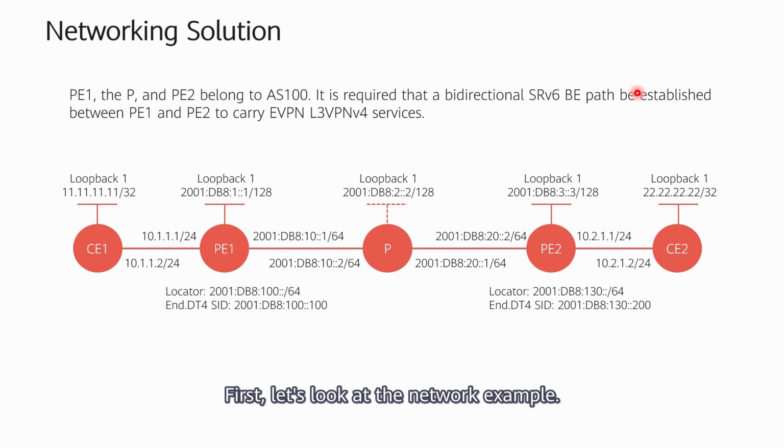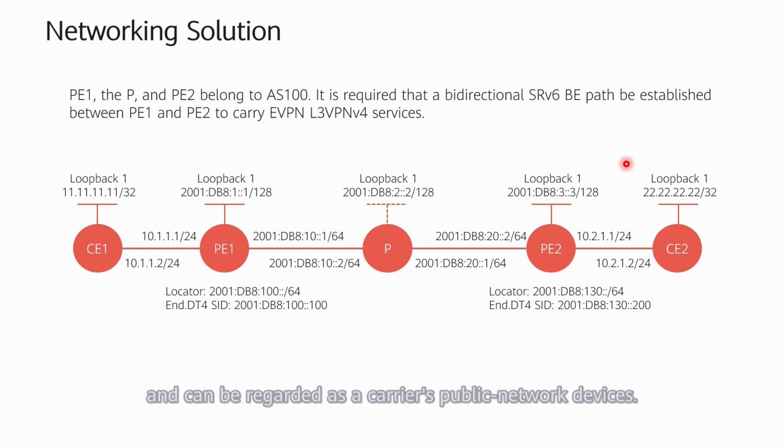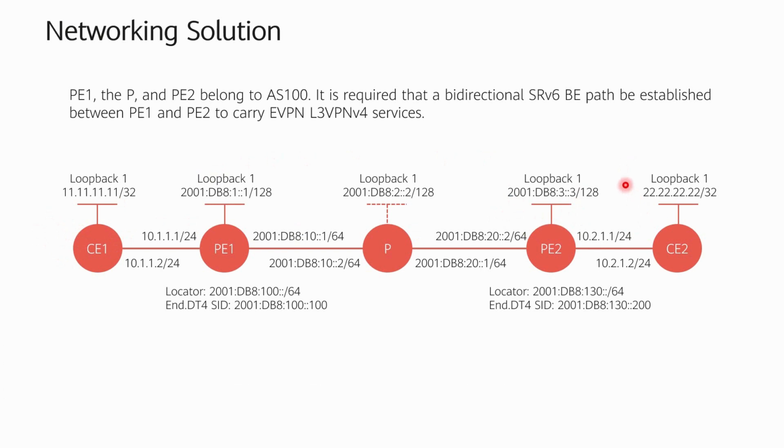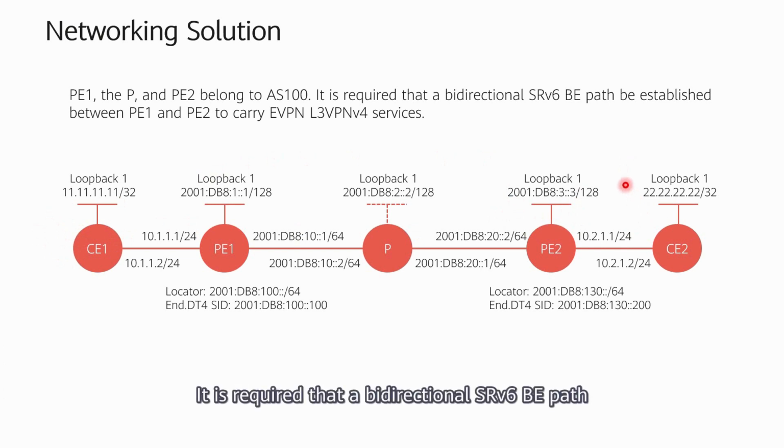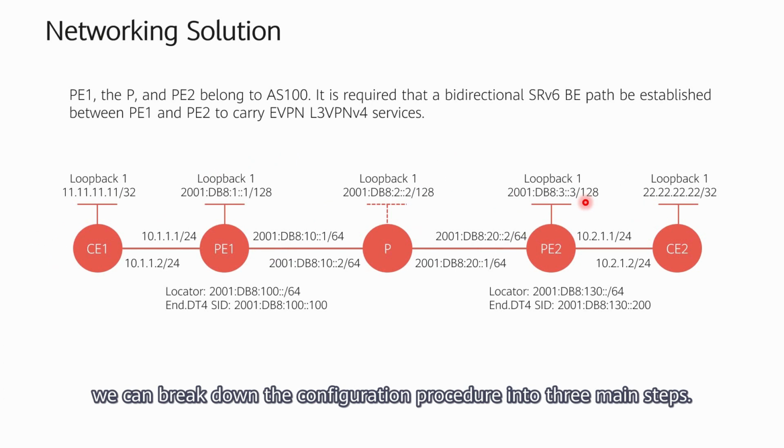First, let's look at the network example. PE1, the P, and PE2 on the network belong to AS100, and can be regarded as a carrier's public network devices. CE1 and CE2 are customer-side devices. It's required that a bidirectional SRv6 BE path be established between PE1 and PE2 to carry IPv4 services between CE1 and CE2. To meet this requirement, we can break down the configuration procedure into 3 main steps.